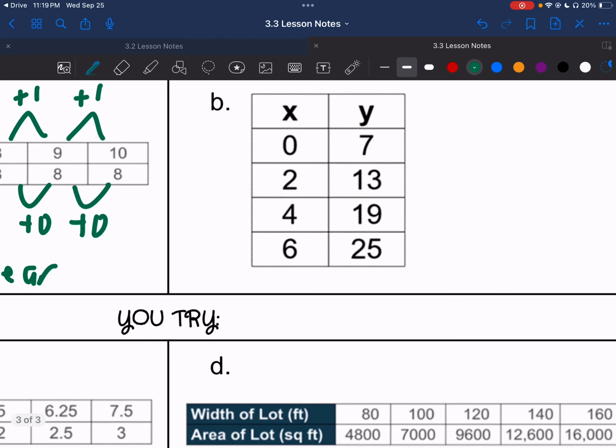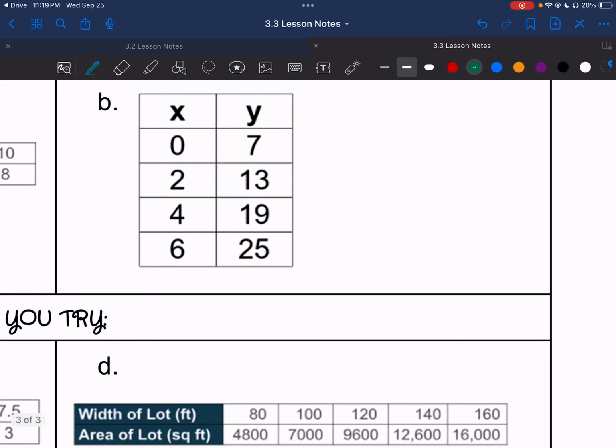Now, letter B, we have a different table orientation. This one's vertical. And again, we're going to do these little carets. We're going to look for the rate of change. How much is it going up on each interval? So from 7 to 13, we're adding 6. From 13 to 19, we're adding 6. From 19 to 25, we're adding 6.